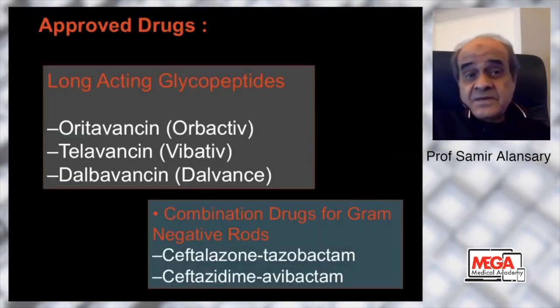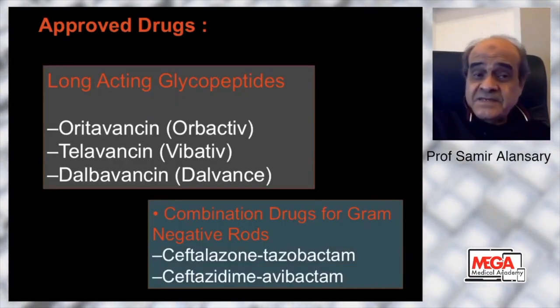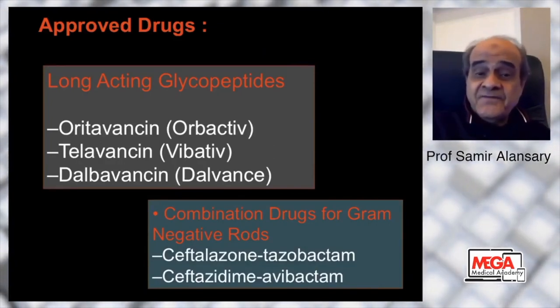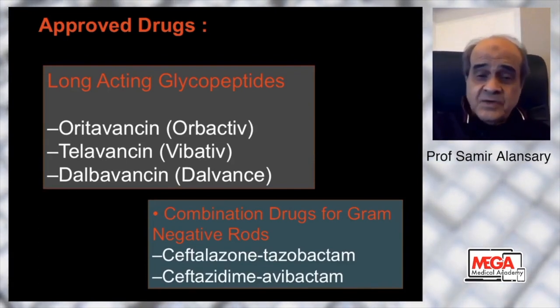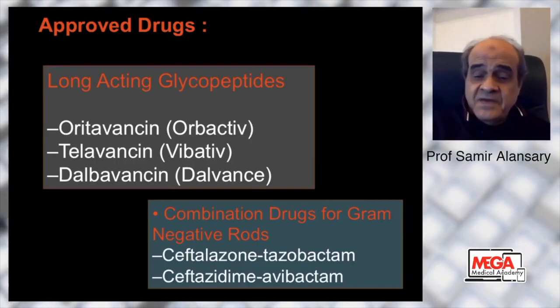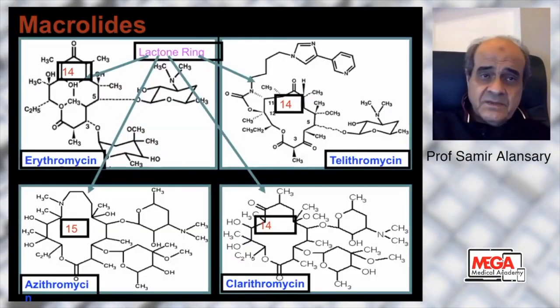Approve the drugs, the recent drugs which I told you: oritavancin, telavancin, dalbavancin, and combination drugs for gram-negative rods, which are the 6th and 7th generation of cephalosporins, like ceftolozane-tazobactam and ceftazidime-avibactam. These are new drugs and very effective in resistance.